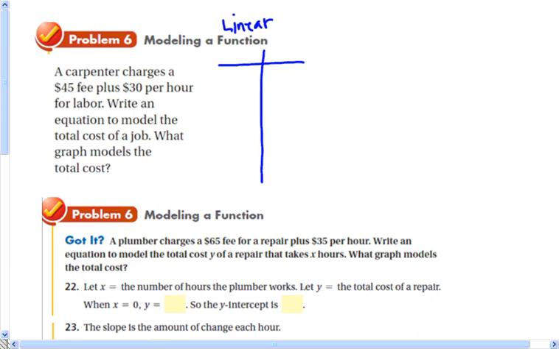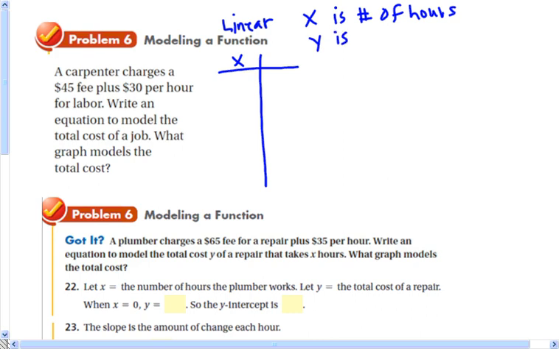This relationship depends on how many hours the carpenter works. So let's define hours to be X. X is the number of hours that the carpenter works, and Y is the charge, how much the person is charged. That's the amount of money.